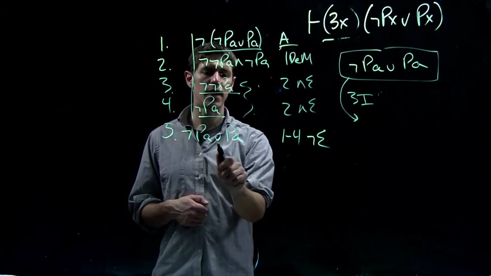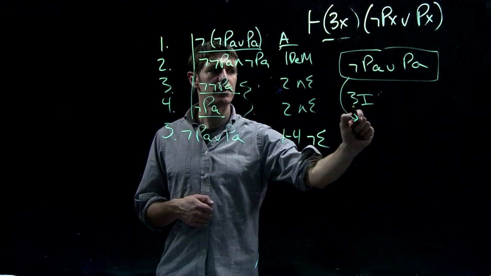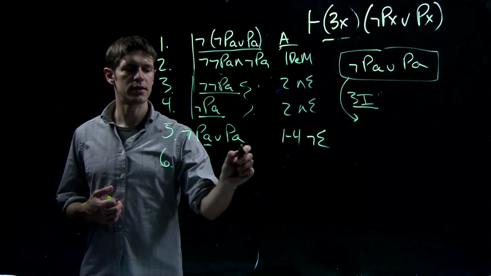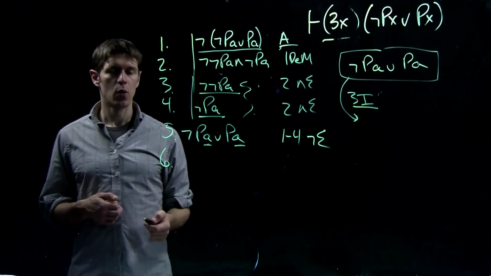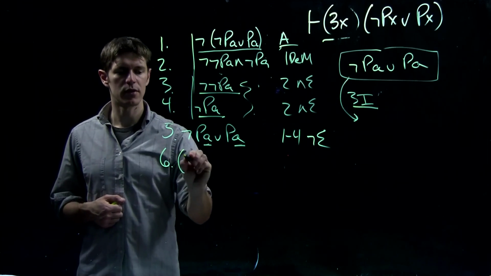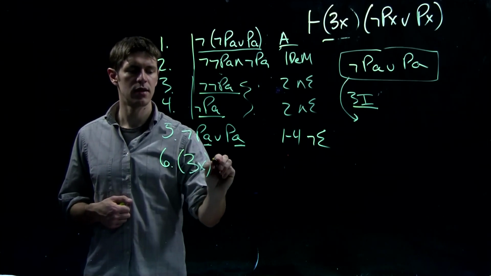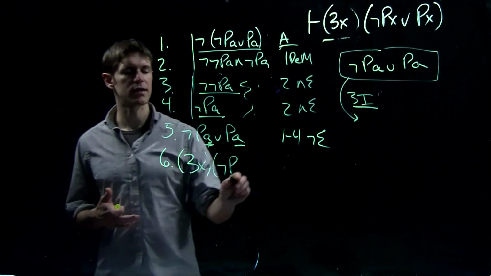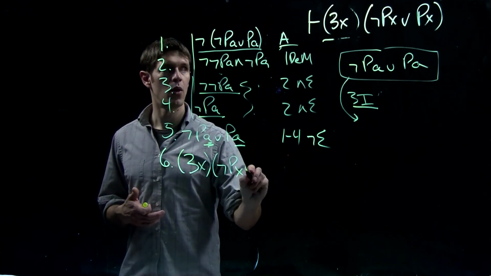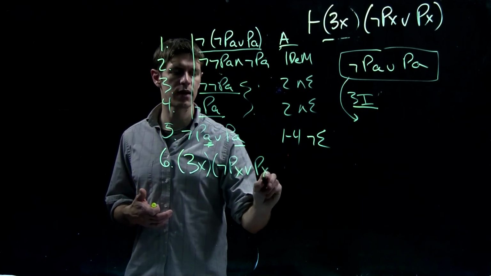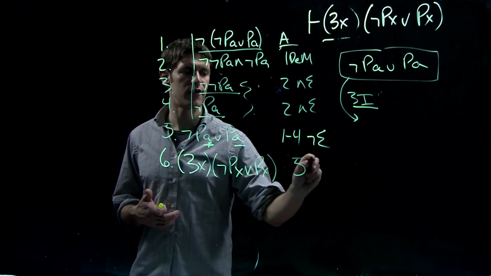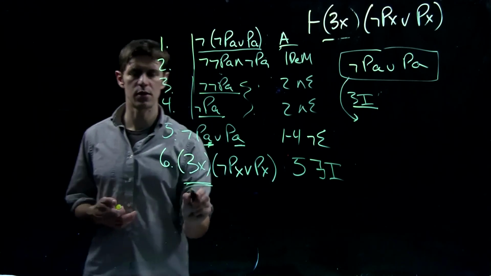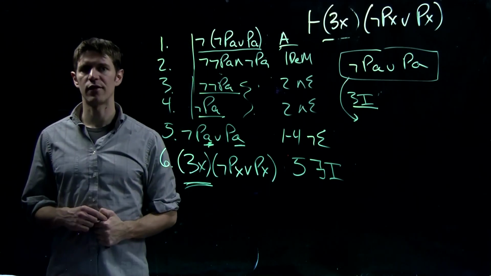Now that I have not Pa or Pa, I can make use of existential introduction to complete the proof. I can replace each one of these A's with the existentially quantified variable. So I'll reason to there exists x, not Px or Px, and here again I'm replacing the A with the existentially quantified variable. And this is by 5 existential introduction, because I'm introducing into the proof this existentially quantified expression.